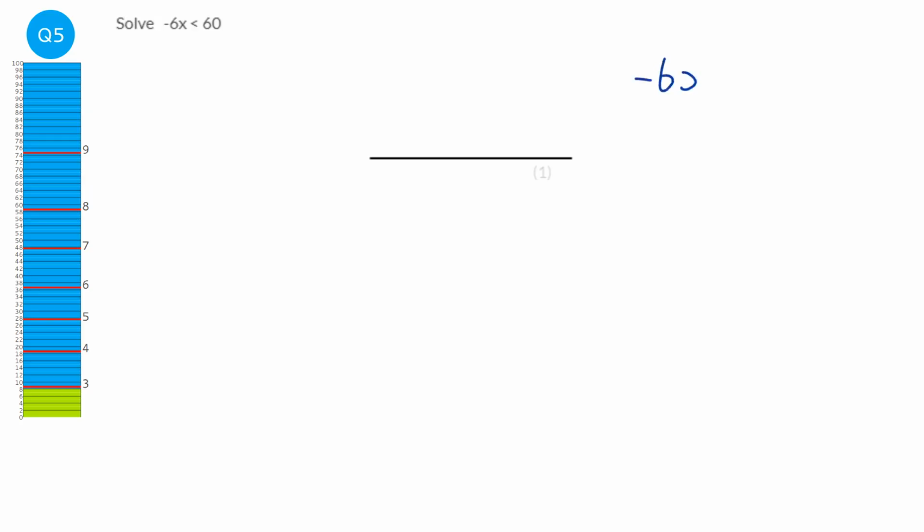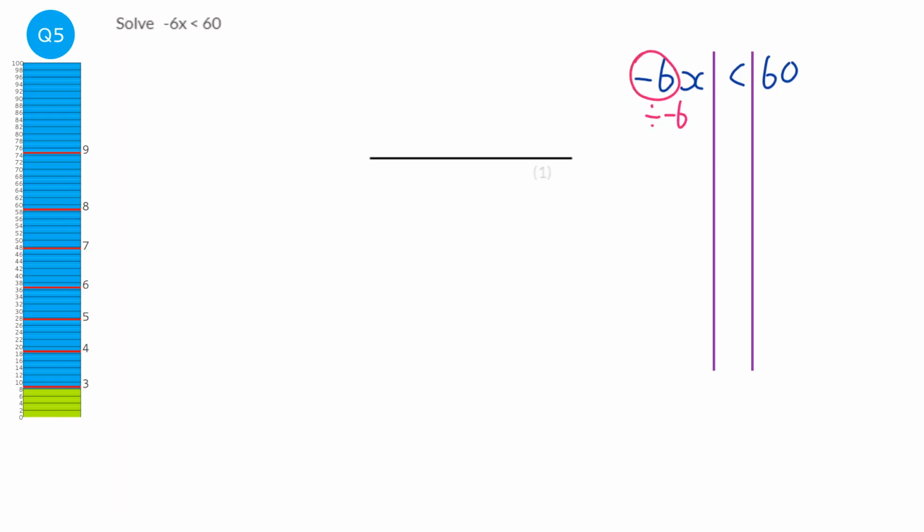Okay, so we're going to start by writing this out a little bit bigger, give us a bit more space. So it's minus 6x is less than 60. And we're going to do our tram lines down. We're going to start by dividing both sides by minus 6, because that's what this is doing, it's timesing the x by minus 6. So that gets rid of the minus 6 on the left hand side.